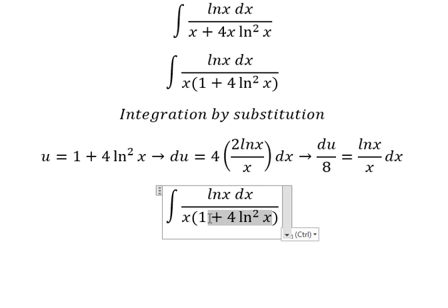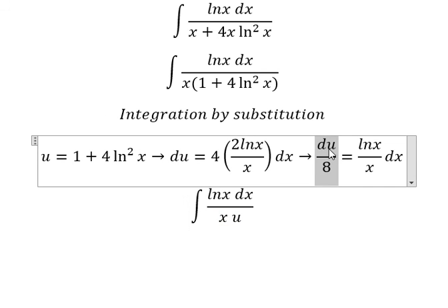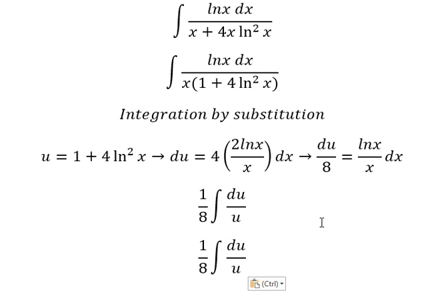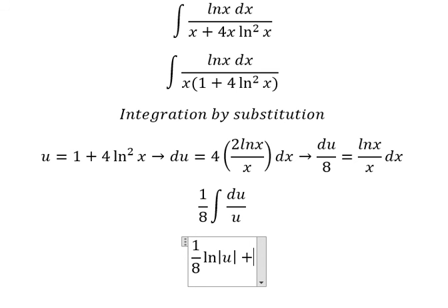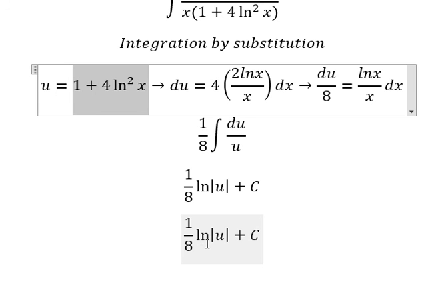So this one we change by u. ln x dx over x we change by du over 8. The integration of this one, we have ln of the absolute value of u, and then we put c. About u, that is this one.